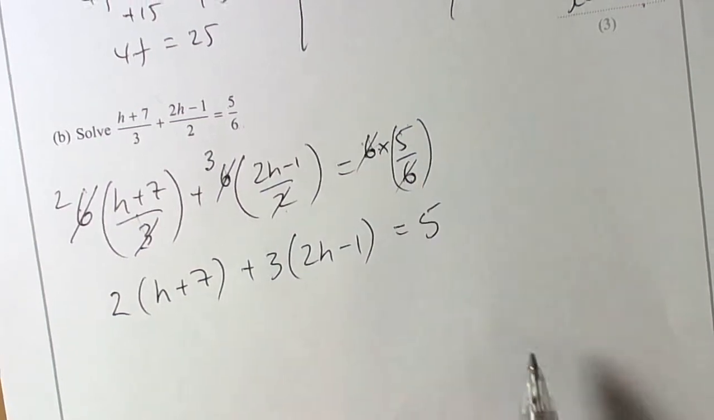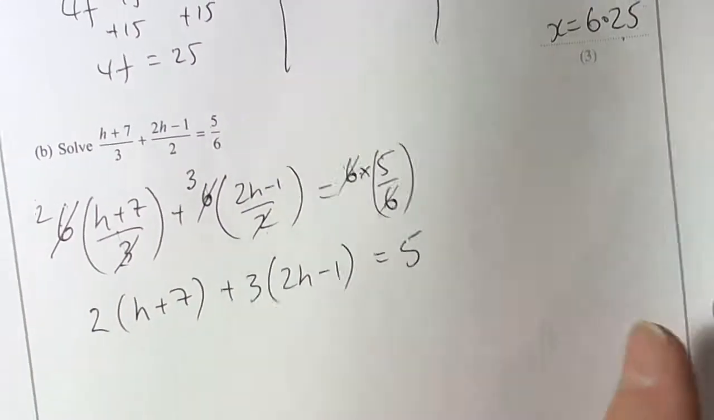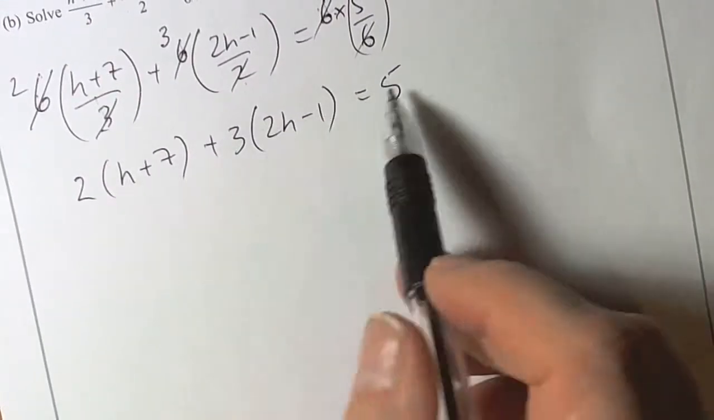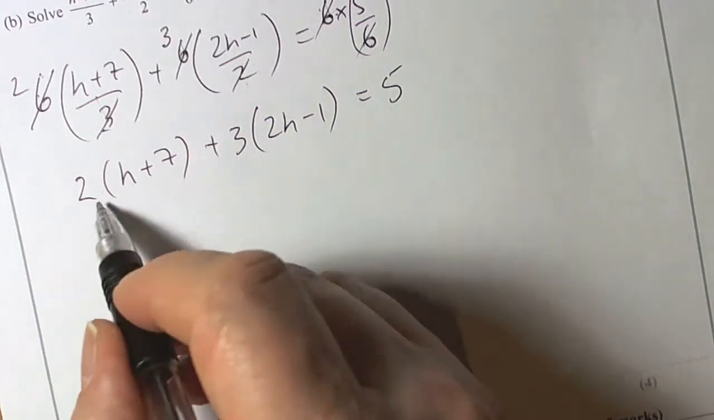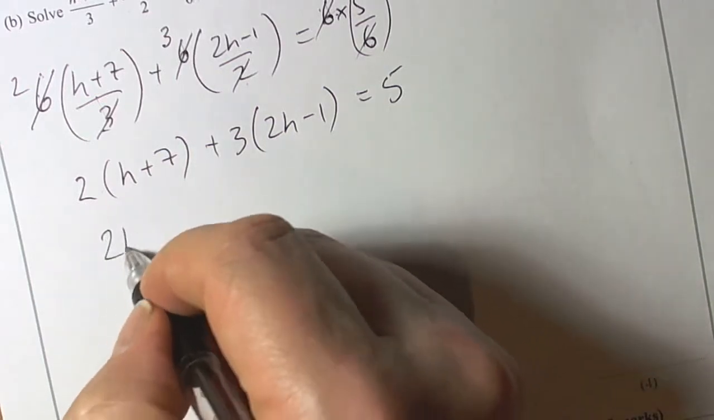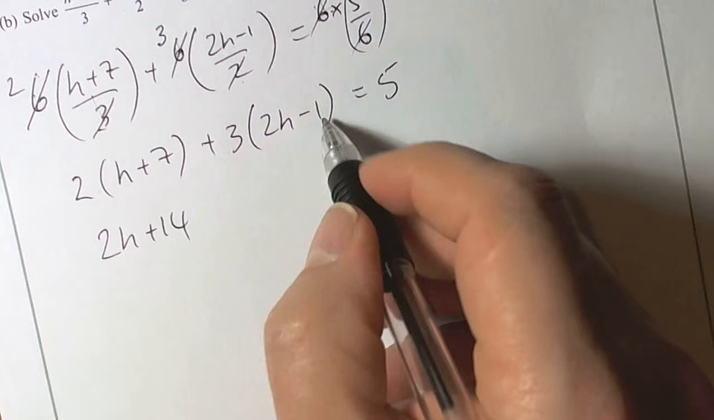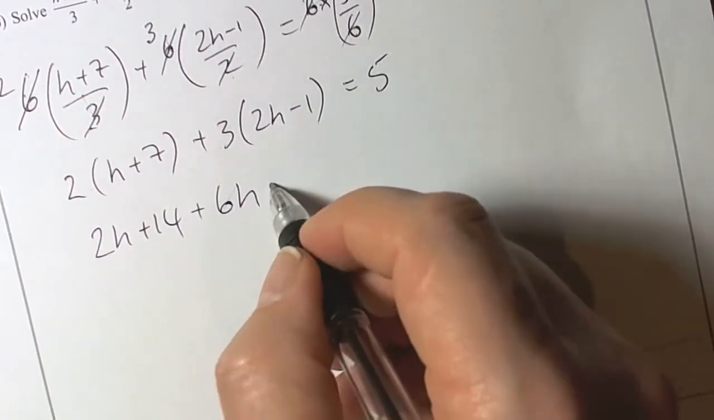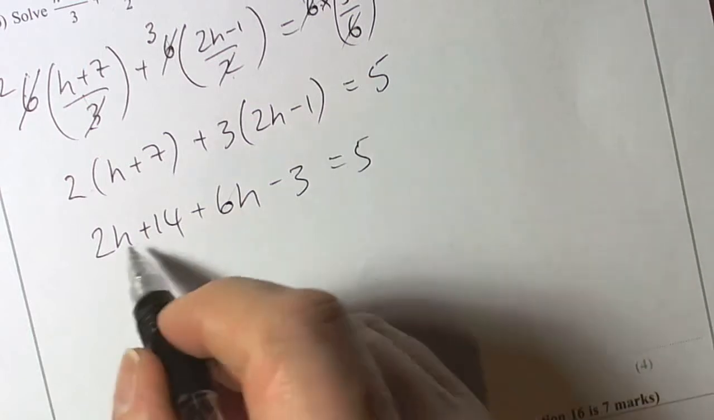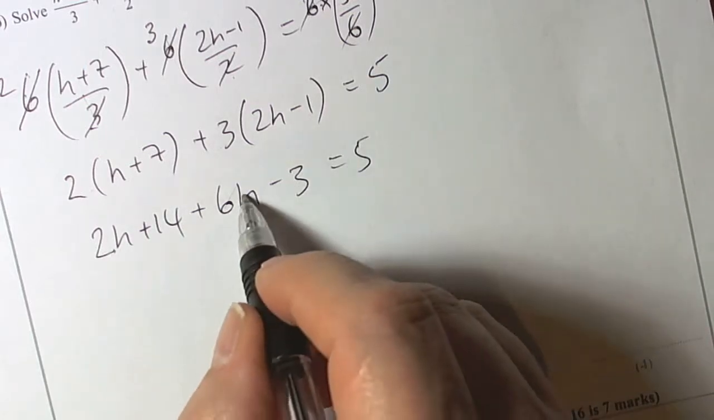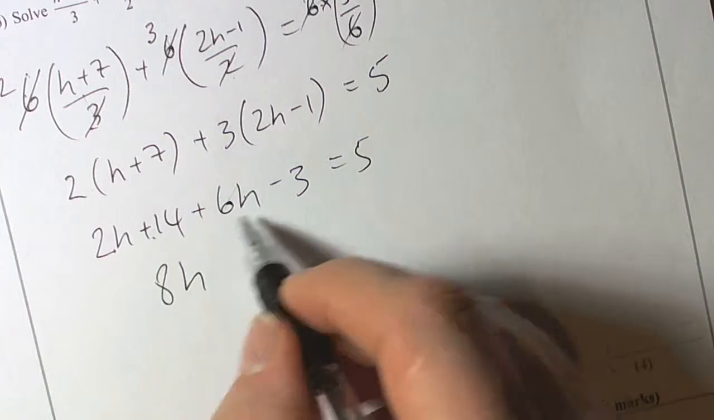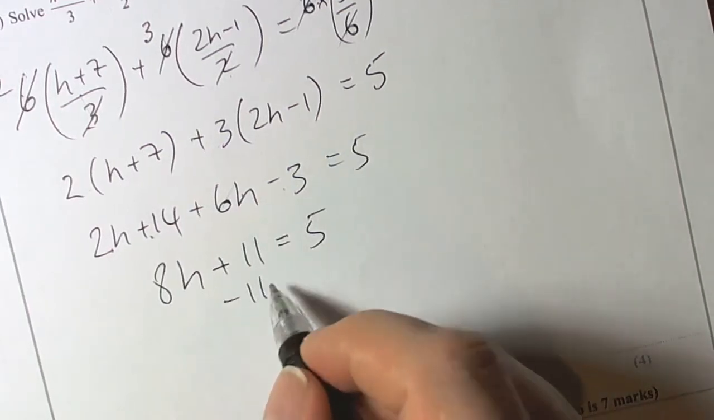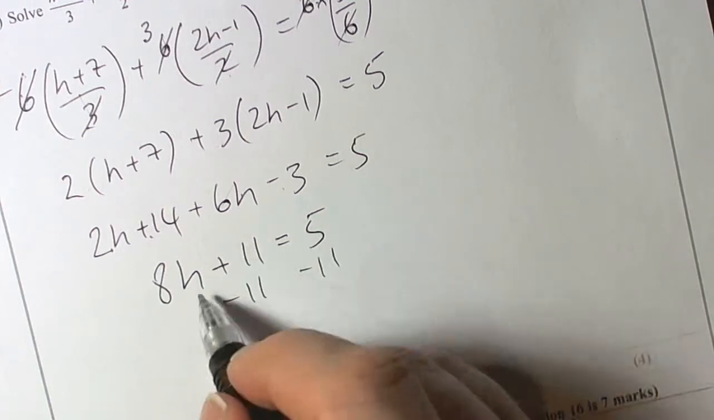is equal to 5. Well, this then looks a little bit nicer to solve because we can just expand this bracket and then make h the subject to find out its value. So 2 lots of this bracket is going to be 2h plus 14, 3 lots of this bracket is going to be, well, 3 lots of 2h is 6h, 3 lots of negative 1 is negative 3. Bring together like terms, so we've got 2h's plus 6h's, we've got 14 take away 3. Now we can solve by doing the usual opposite operations to move everything away from the h.